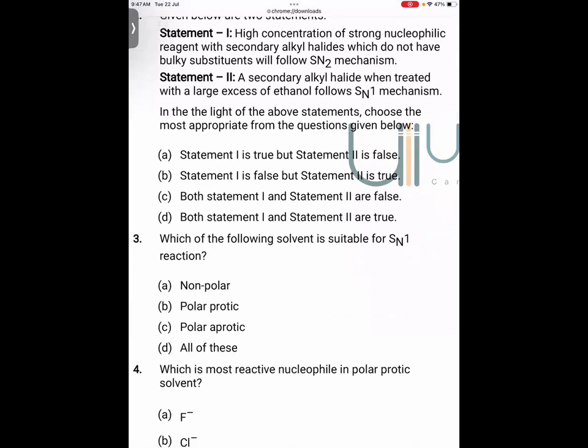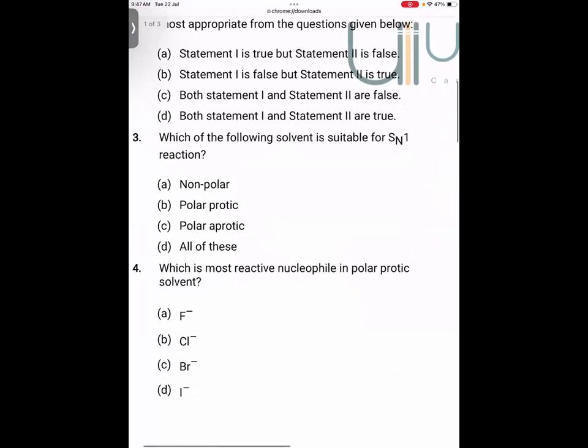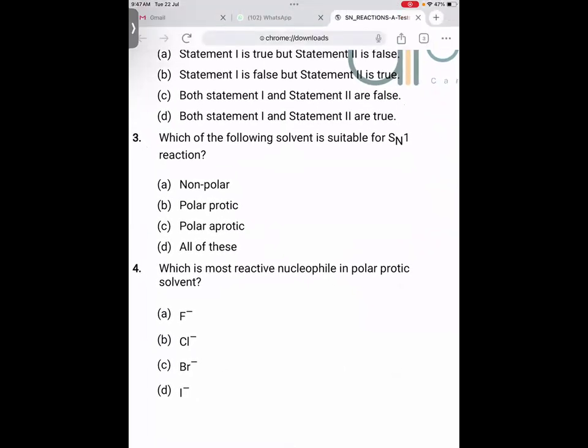Next, which of the following solvents is suitable for SN1 reaction? SN1 reaction is favorable in polar protic solvent. SN2 reaction is favorable in polar aprotic solvent. That option is B, polar protic solvent. Then question number 4: which is the most reactive nucleophile in polar protic solvent?